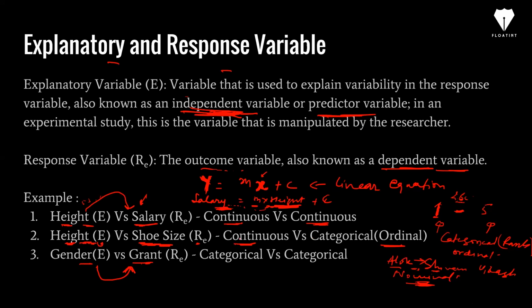Okay. Next is gender versus grant. Grant means, like I was talking about that scientific research paper that is submitted, whether that has been granted or not, that has been approved or not. So in that case, this will take yes or no as a value, right? Granted yes or no, and gender will be taken as male or female. All right. So both are categorical values. So this is categorical versus categorical.